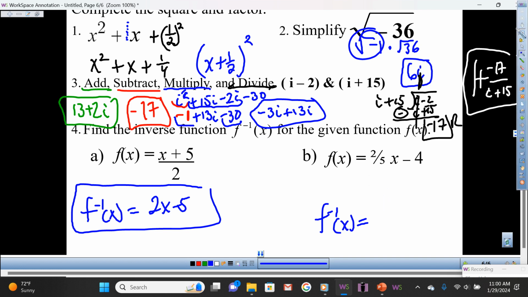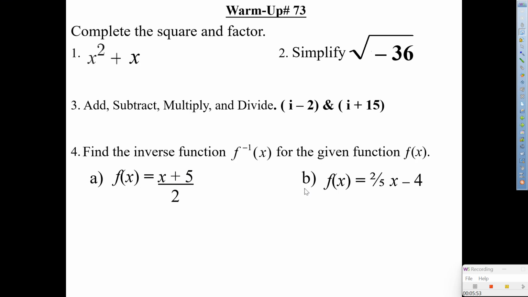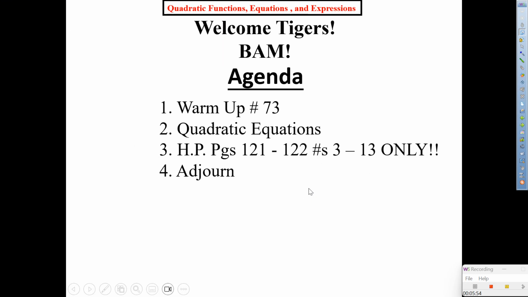And in the meantime, copy the agenda, please. Agenda for today, warm-up number 73, quadratic equations. Home play for tonight is a play sheet, 121, 122, numbers 3 to 13 only. It's going to be in the Nearpod presentation, so make sure you copy the code. Okay? Yes, Mr. Q. All right, good.